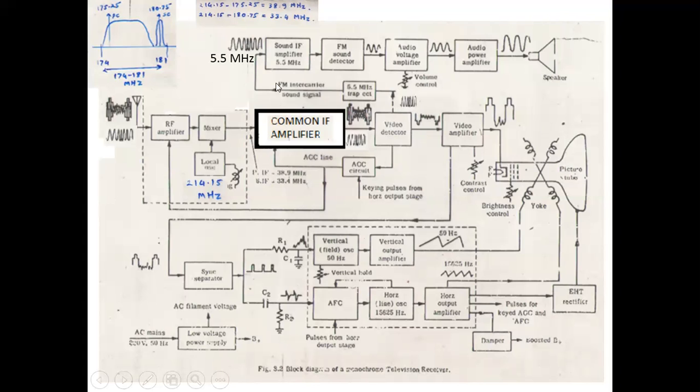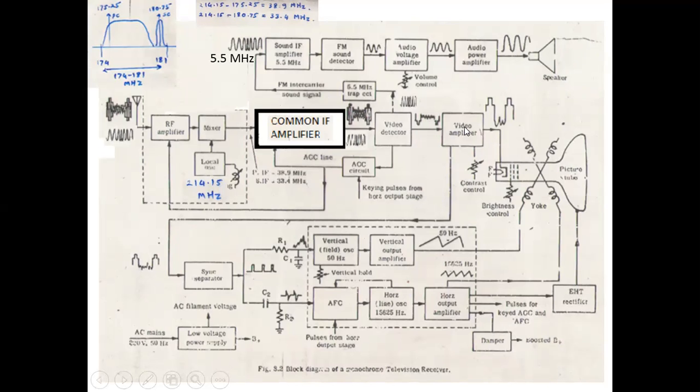One goes to FM demodulation section, another goes to video amplifier section, and third, from video amplifier, it goes to a sync separator section. The first section is nothing but FM demodulator section, which demodulates the FM modulated audio and given to the loudspeaker, and the loudspeaker converts audio signal into sound.